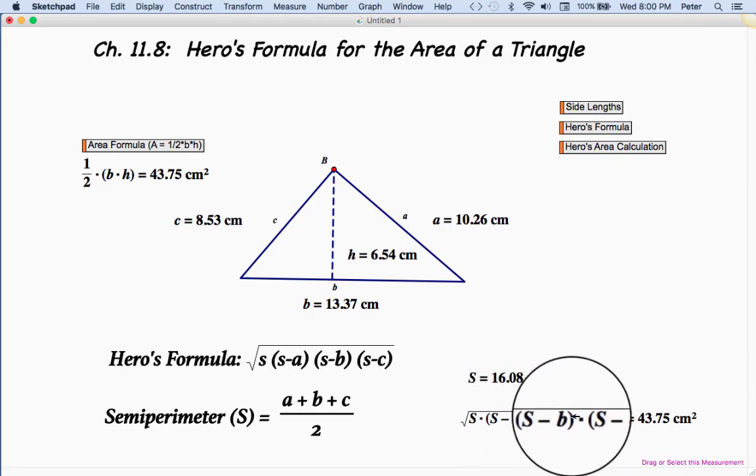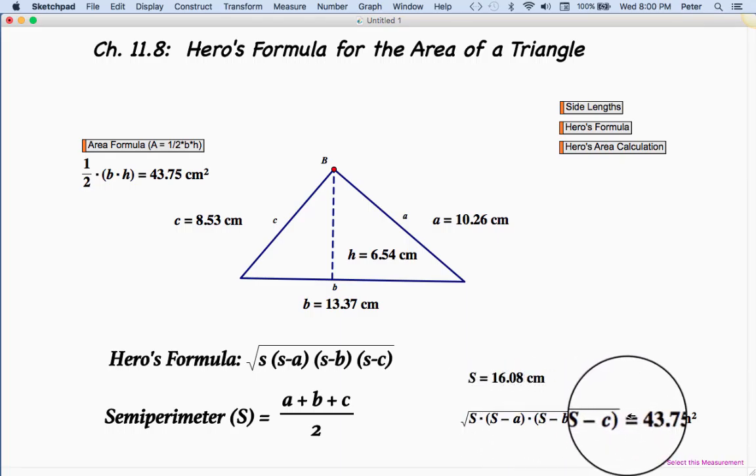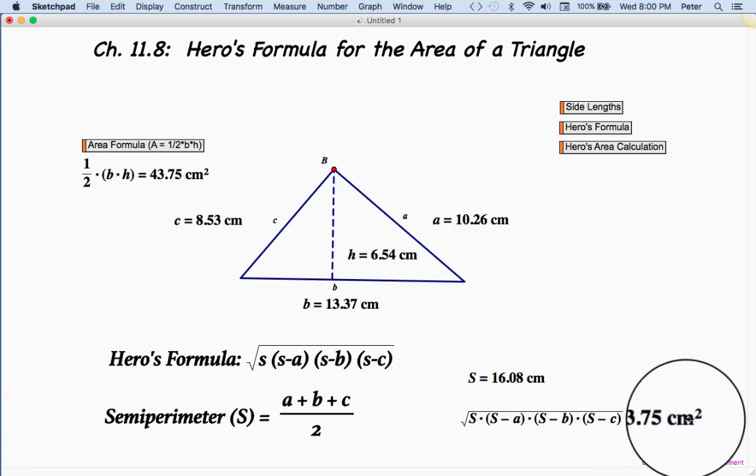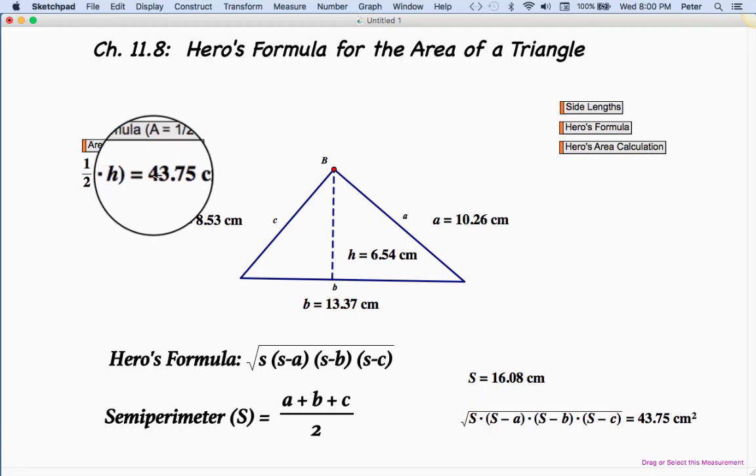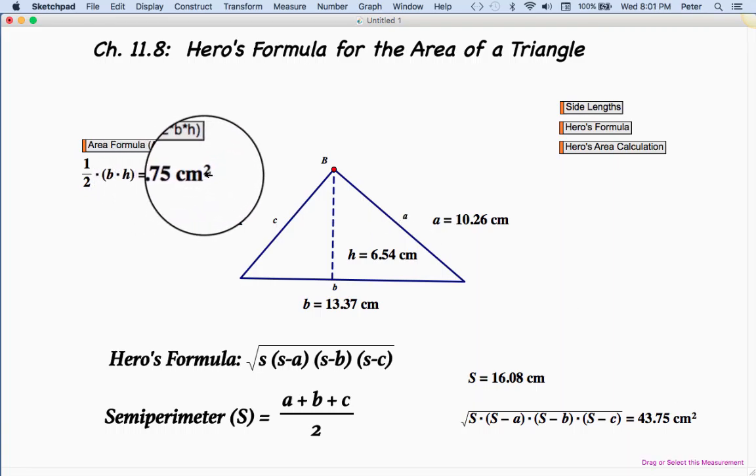Now, if we run that through our Hero's formula, taking the square root of those four products, we get 43.75. And that is the same area that we got using 1/2 base times height.